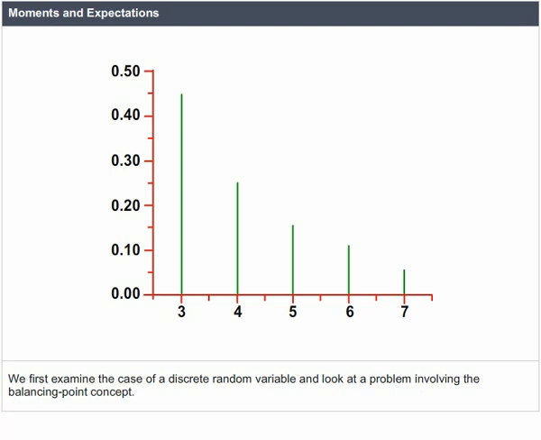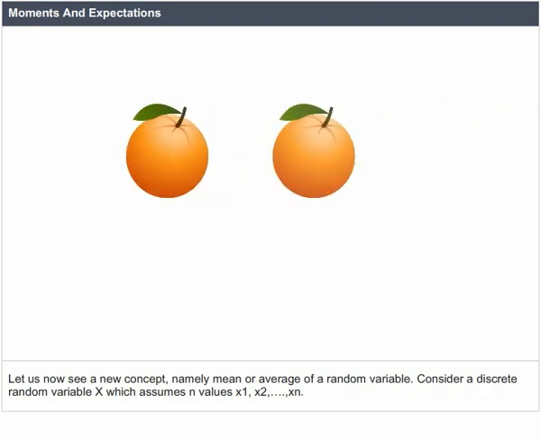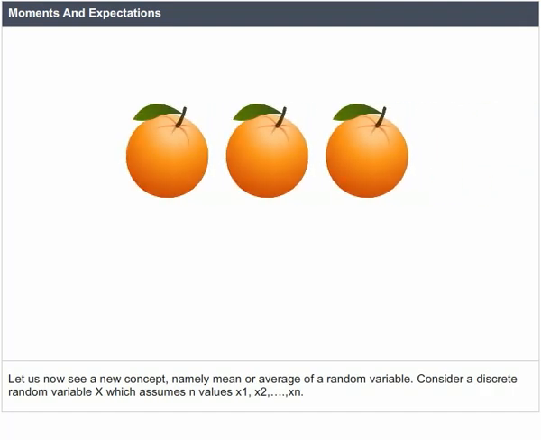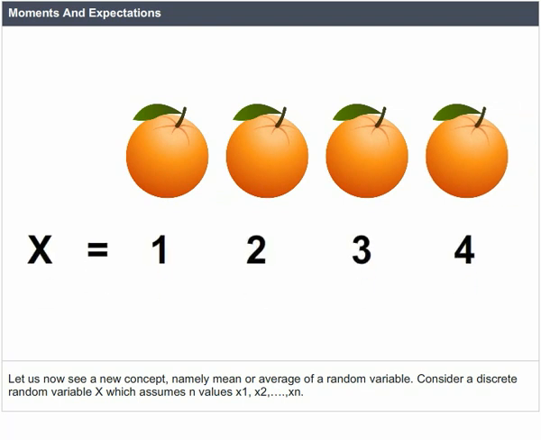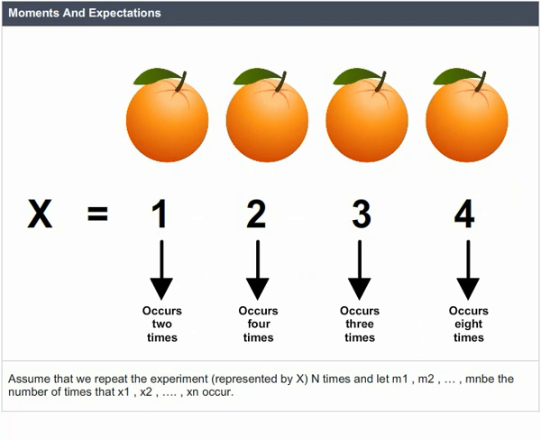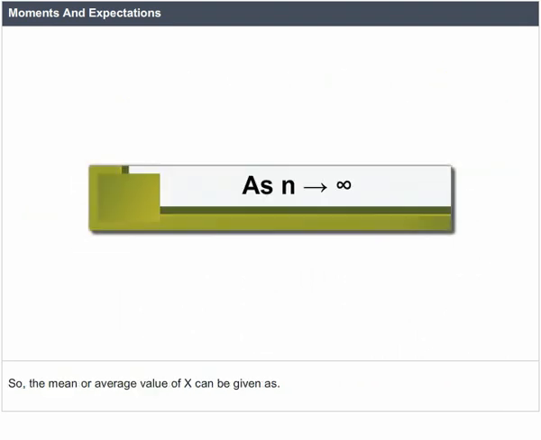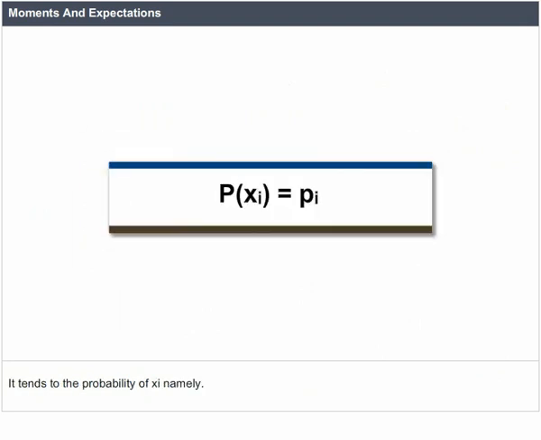Let us now see a new concept, namely the mean or average of a random variable. Consider a discrete random variable x which assumes n values x1, x2, etc. up to xn. Assume that we repeat the experiment represented by x n times and let m1, m2, etc. mn be the number of times that x1, x2, etc. xn occur. So, the mean or average value of x can be given as n tends to infinity. It tends to the probability of xi, namely p of xi is equal to pi.